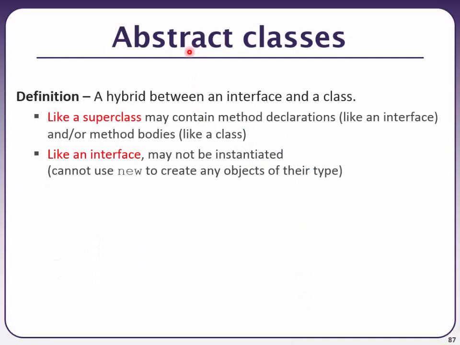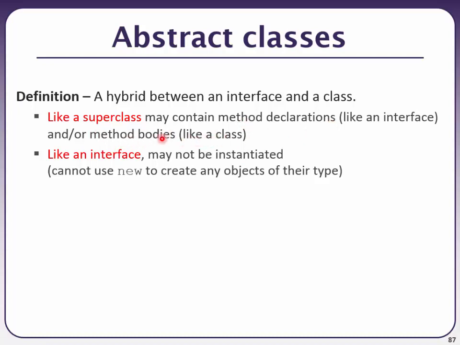So let's take a look at something called abstract classes. An abstract class is a hybrid between an interface and a class. So it takes pretty much the best of both worlds. Like a superclass, it may contain method declarations or method bodies.